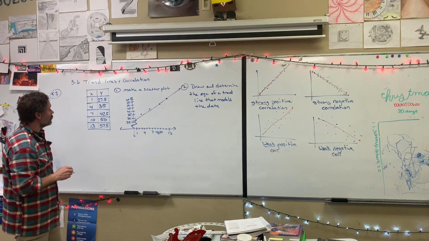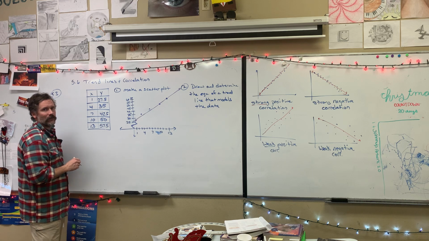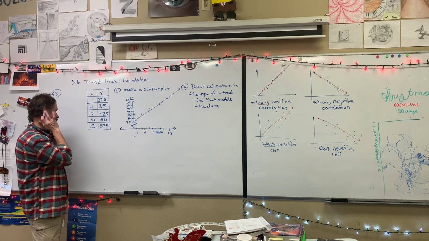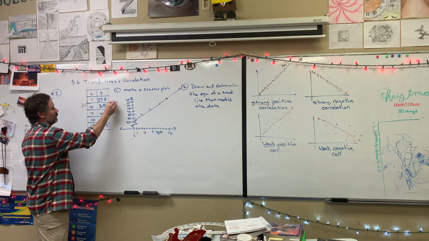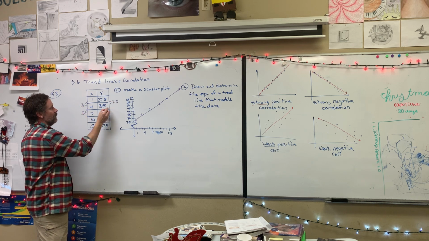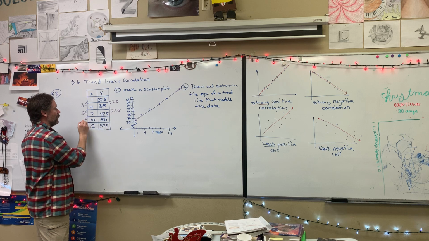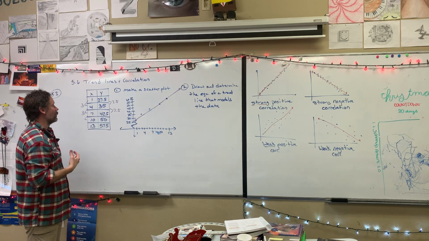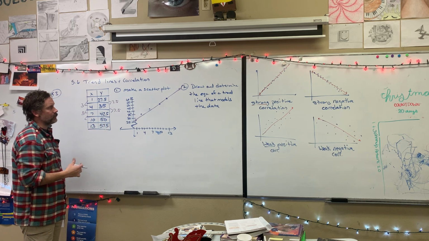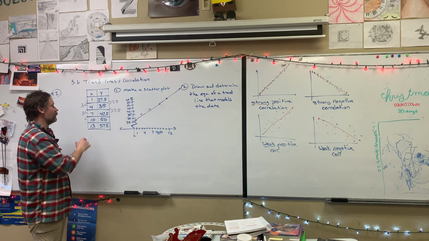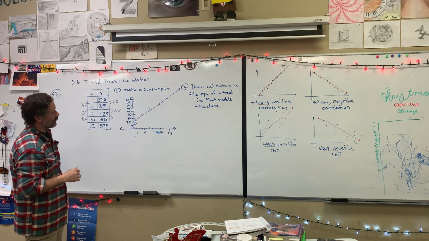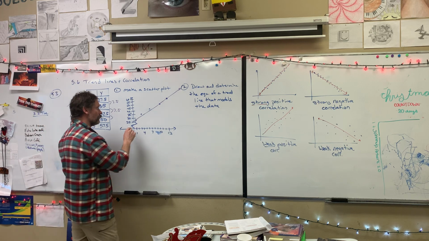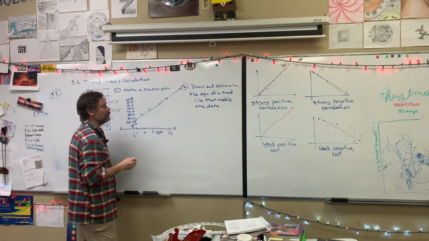If I look at this though, I would recognize that all of these actually should end up on the same line because it's a gap of 3, a gap of 7.5, a gap of 3, 7.5, so on and so forth. So all of these should end up on the line because they're all the same slope, but my scatter plot's a little bit off.